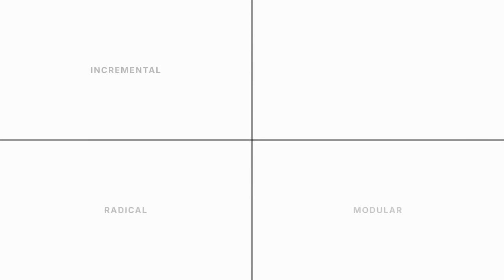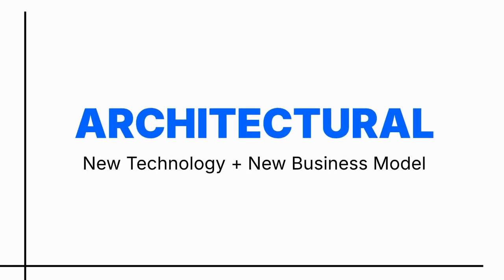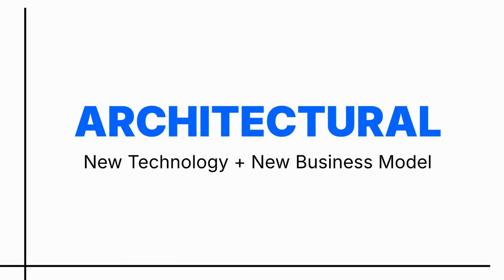Gary Pisano adds a crucial dimension. His landscape map separates technical novelty from business model novelty. This helps us categorize the type of threat an incumbent faces. DeFi protocols like Uniswap change both the technology and the business model. That's architectural innovation, the hardest for legacy institutions to respond to.